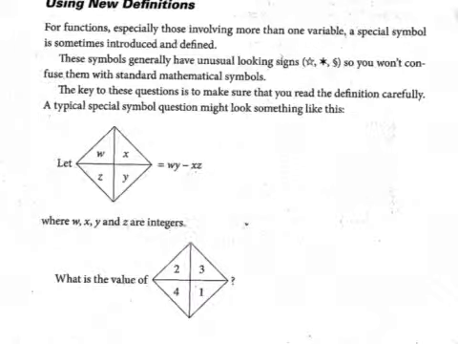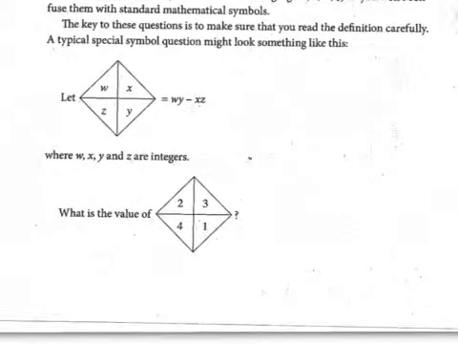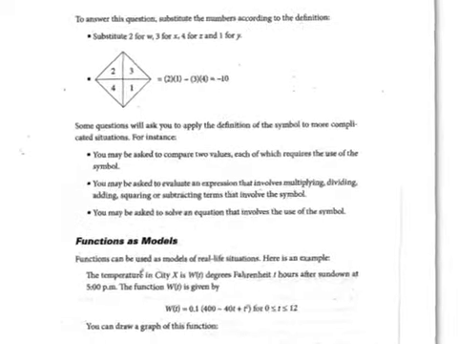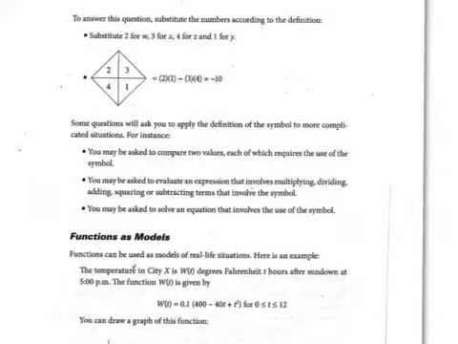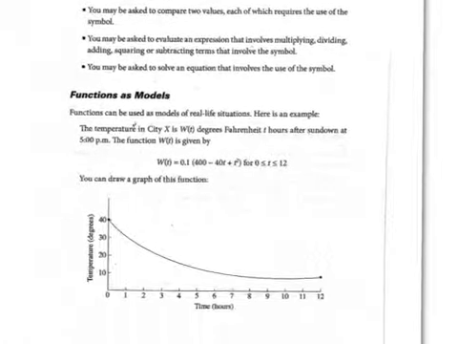So it says w, x, y, z are integers. Like, what's the value of 2, 3, 4, 1? Well, if it's wy, it's going to be 2 times 1, minus xz, so it's going to be minus 12. So I would expect the value of this to be 2 minus 12, which in this case ends up being negative 10. And again, that's something that the SAT does a lot. It'll define something in a very strange way and ask you to solve a problem using that.